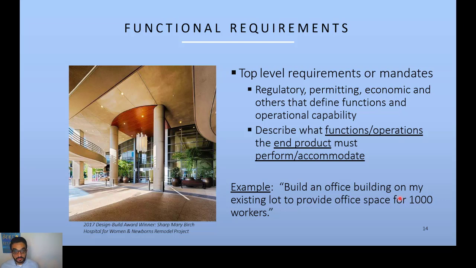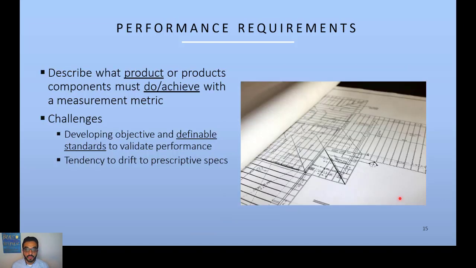How can you do that? What is the detailed description of that? You can move to a more detailed description using performance requirements. They describe how the product or components perform and achieve a performance metric or a measurement metric. The problem with performance requirements is that they sit in the middle between functional and prescriptive. So your tendency here is to go into prescriptive requirements. You want to define things more by following standards, not performance. So that's the trap when you deal with performance requirements.